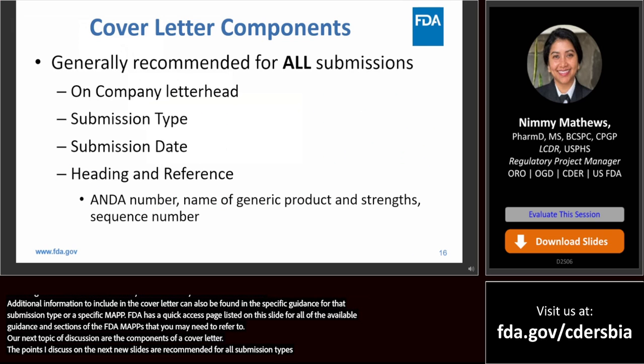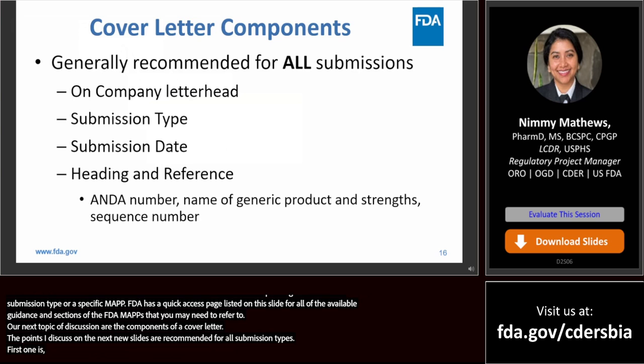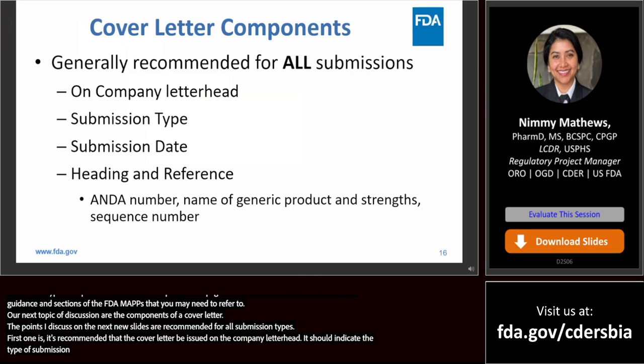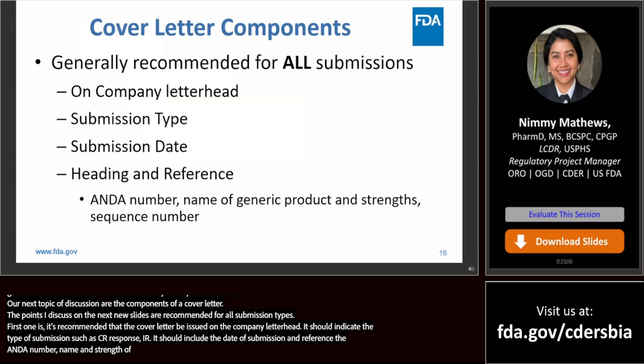First one is it is recommended that the cover letter be issued on the company letterhead. It should indicate the type of submission, such as a CR response, an IR, or a DRL response. It should include the date of the submission and reference at a minimum the ANDA number, the name and strength of the drug product, as well as the sequence number of the submission.